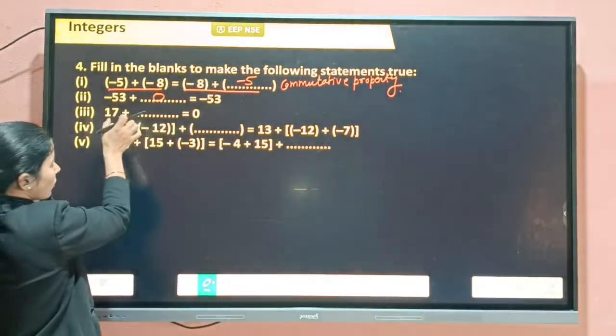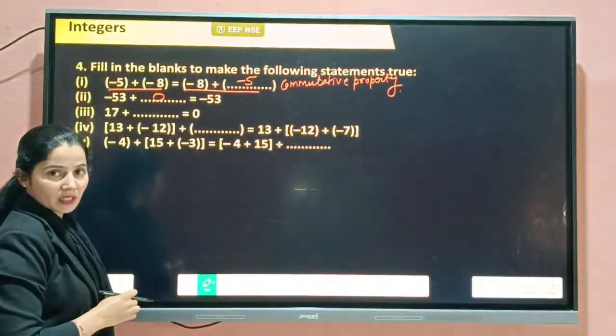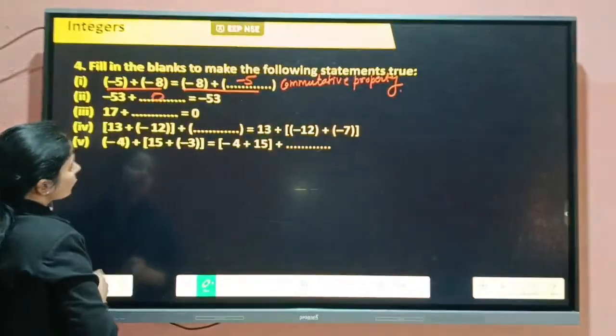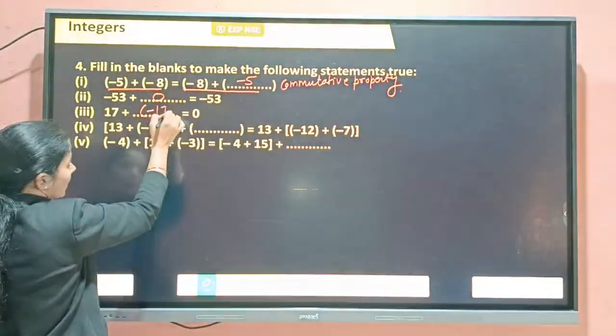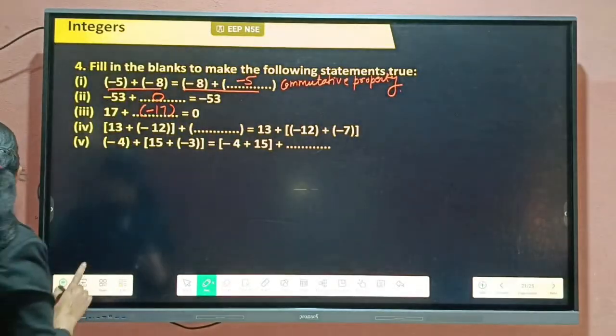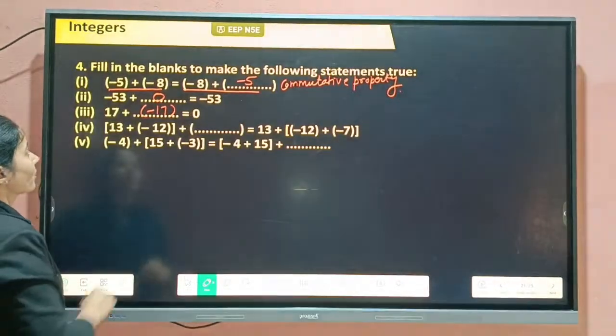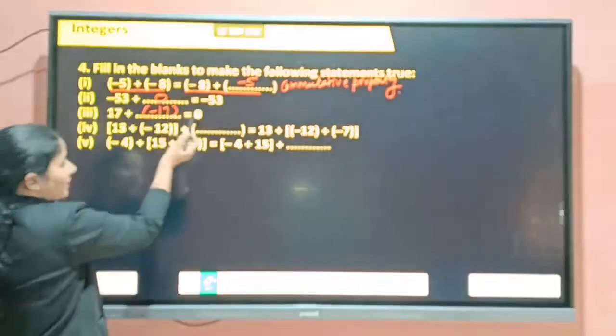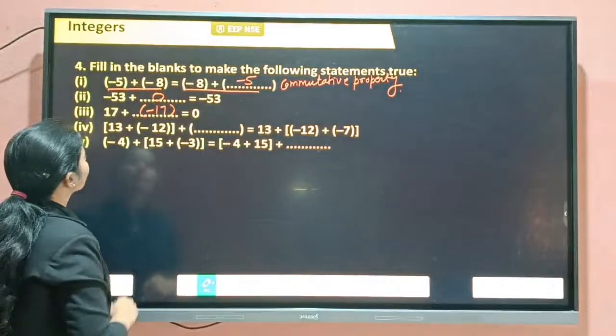17, what should be added to this 17 so that its answer will be 0? This statement I have to make true. If an equal and opposite quantity I add to this 17, then I will get the answer 0. Plus 17 and minus 17, the answer will be 0.